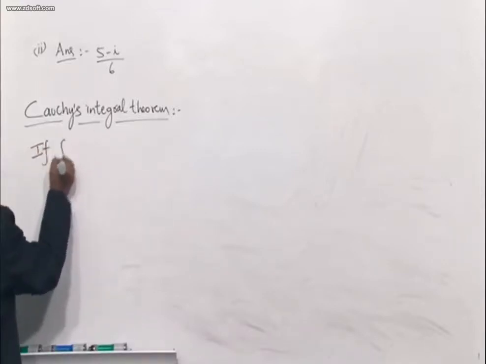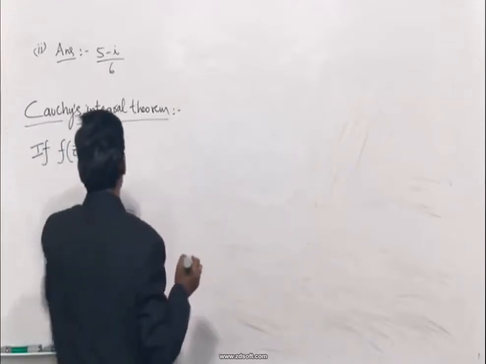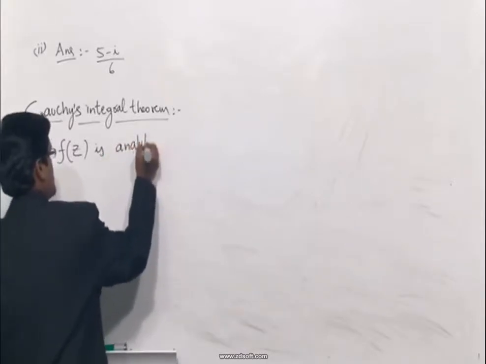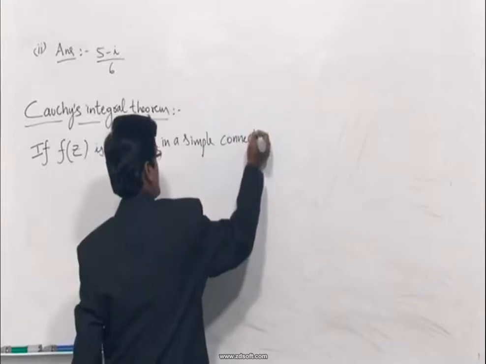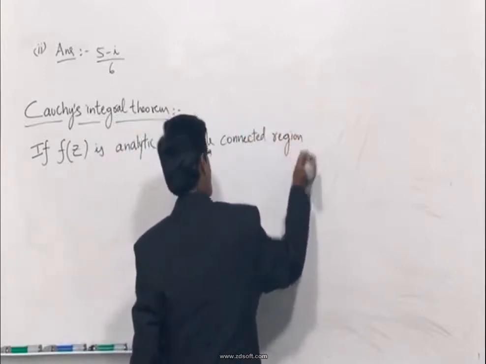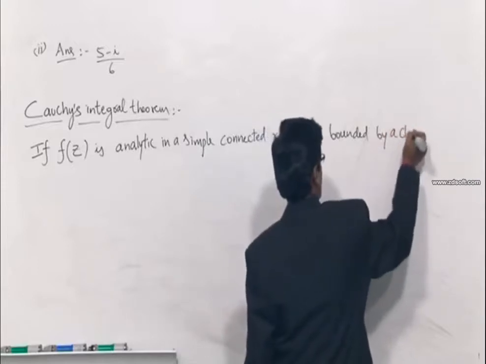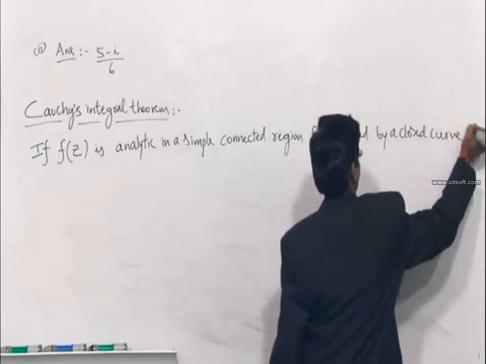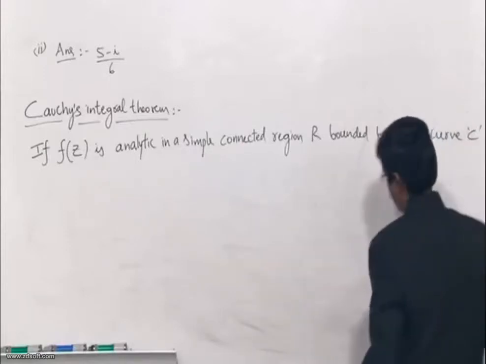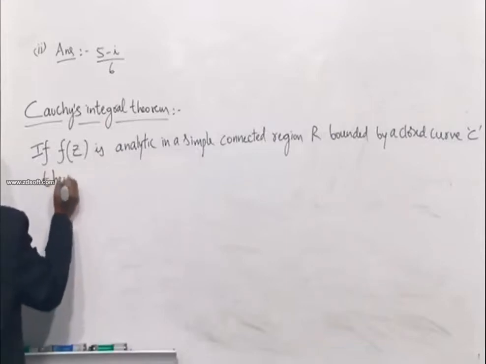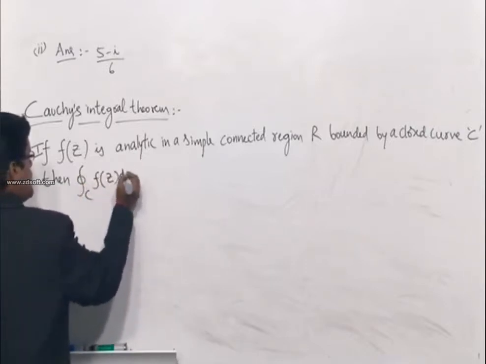If f of z is analytic in a simply connected region R bounded by a closed curve C, then the integral over C, this is called a contour integral, integration over a closed curve, of f of z dz is equal to 0.